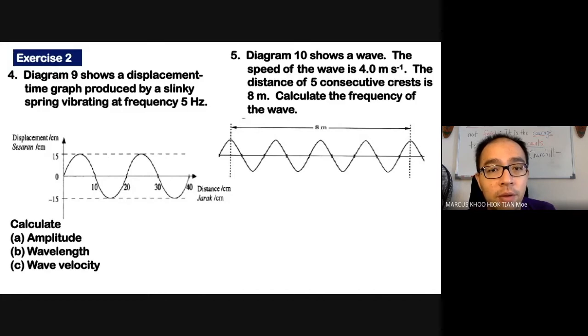The speed of the wave is 4. Okay, the distance of the 5 consecutive crests. So 1, 2, 3, 4, 5. Okay, it's 8 meters. Okay, calculate the frequency of the wave.